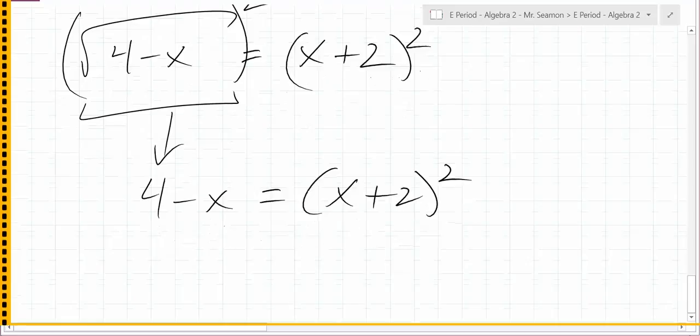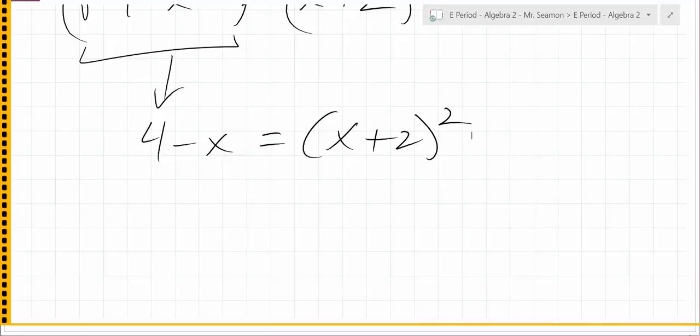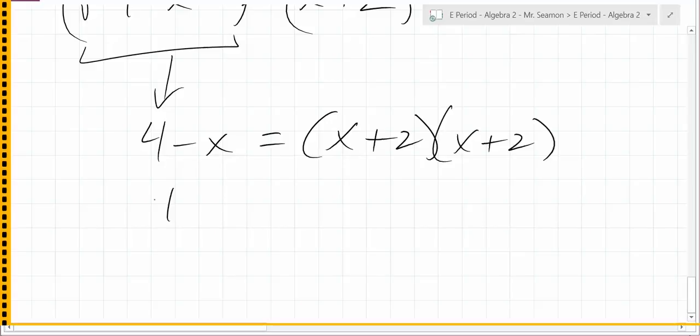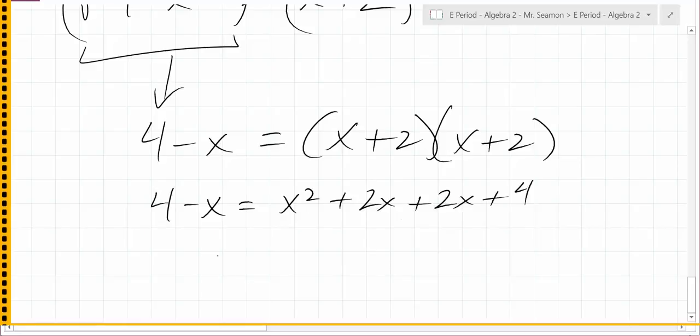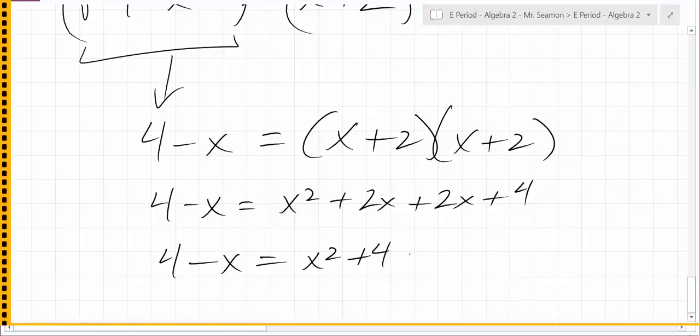When you have this, can you just make it x squared plus 2 squared? No. What does squaring mean? Times x plus 2. So you have to FOIL this. So 4 minus x is equal to what? x squared plus 2x plus 2x plus 4. So you have 4 minus x is equal to x squared plus 4x plus 4.